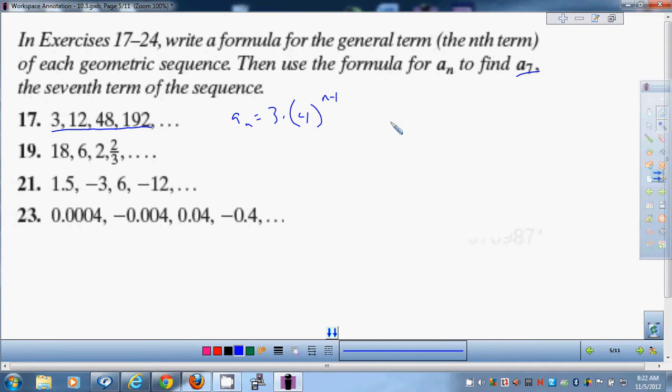Okay, now we need to find the seventh term. So a sub 7 equals 3 times 4 to the 6. Punch it in, blurt it out. Thank you, sir. Anybody get something different than that? Alright, try 23. Try 23.